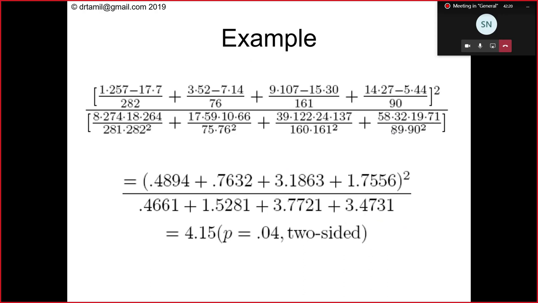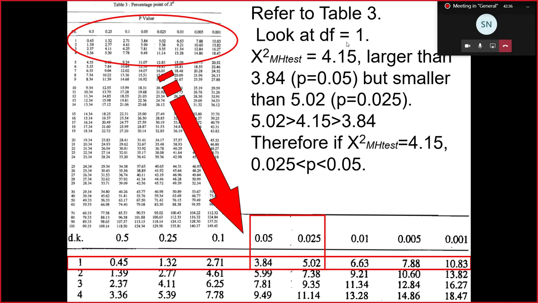Okay, so we end up with these answers. So your Cochran-Mantel-Haenszel value is 4.15. Since it is 4.15, we look at the chi-square table. We look at degree of freedom of 1. So 4.15 is larger than 3.84, but still smaller than 5.02. So the p-value is between 0.025 and 0.05. That is if you calculate manually.